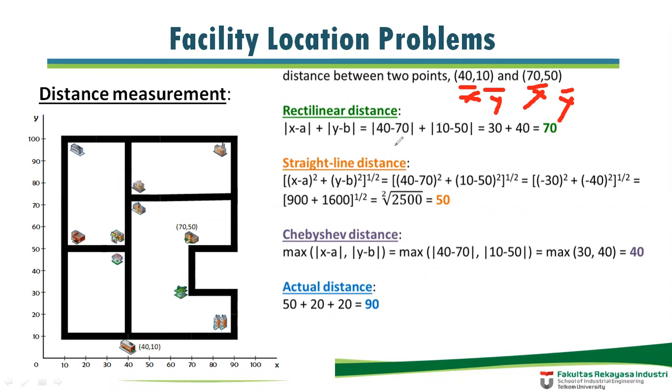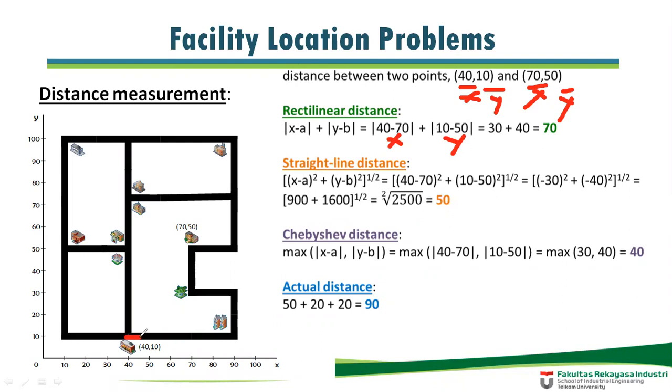So we have a coordinate, which is x and y. All the subtractions will result in positive ones since we use an absolute bracket in each term. So 30 plus 40 is 70. So rectilinear means we use a very rigid aisle.